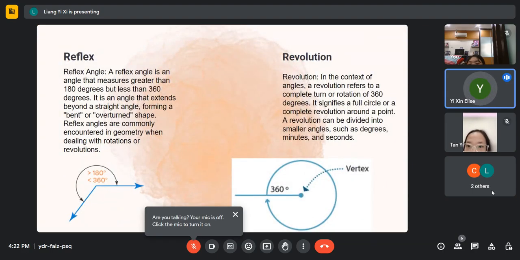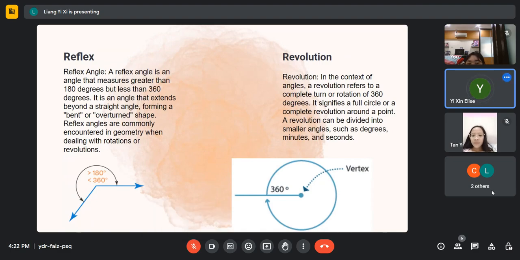Reflex angle. A reflex angle is an angle that measures greater than 180 degrees but less than 360 degrees. It is an angle that extends beyond a straight angle, forming a bend or overturned shape. Reflex angles are commonly encountered in geometry when dealing with rotations or revolutions.